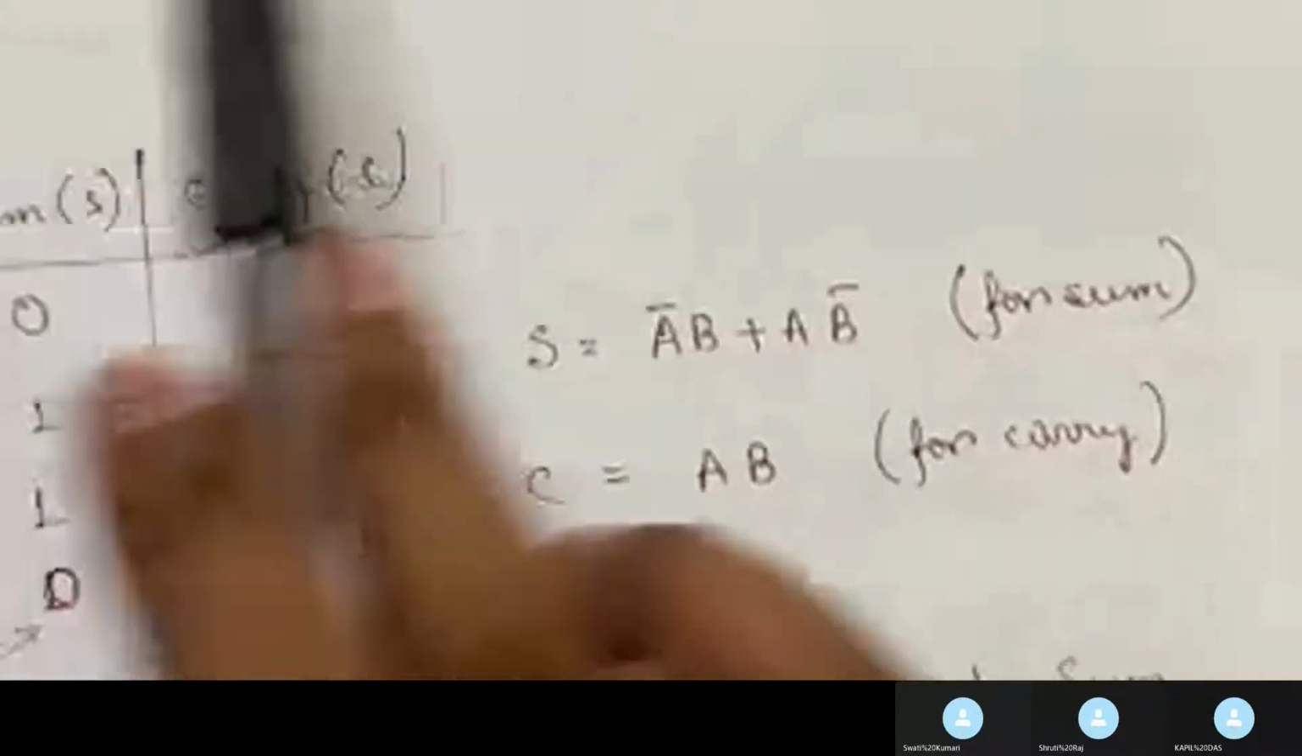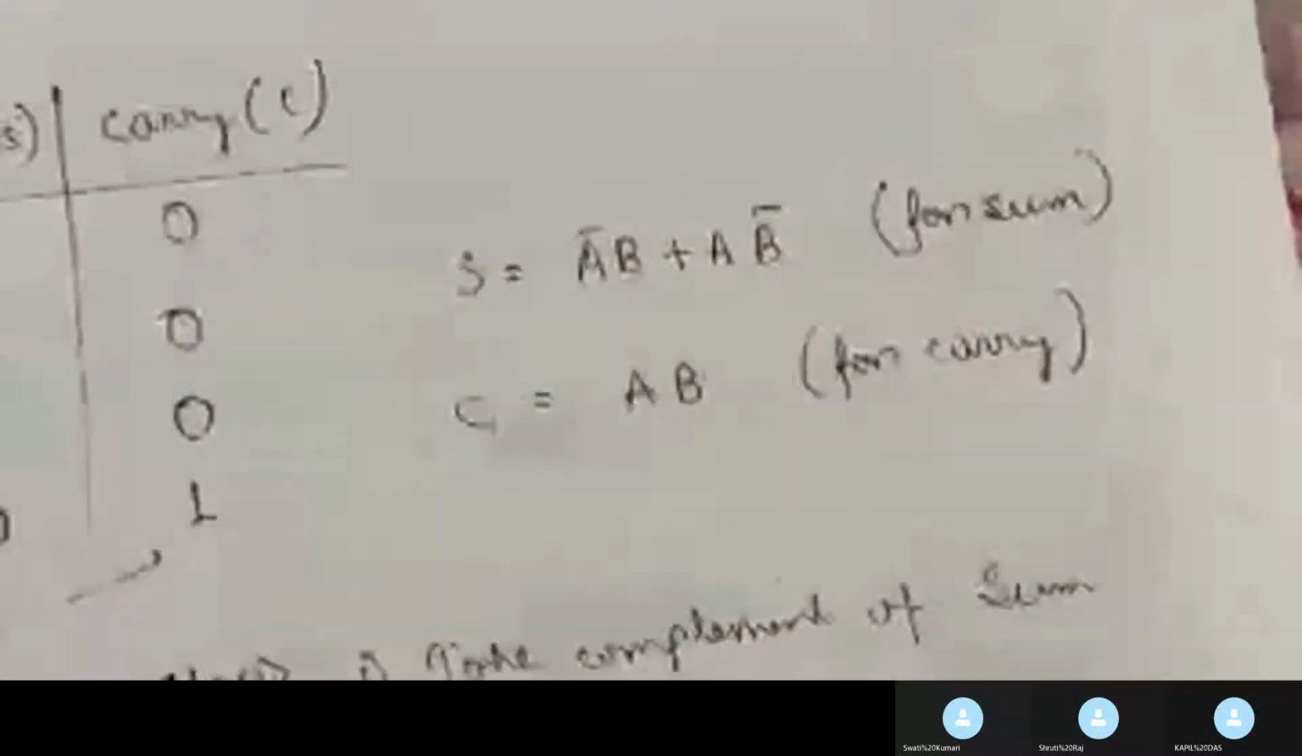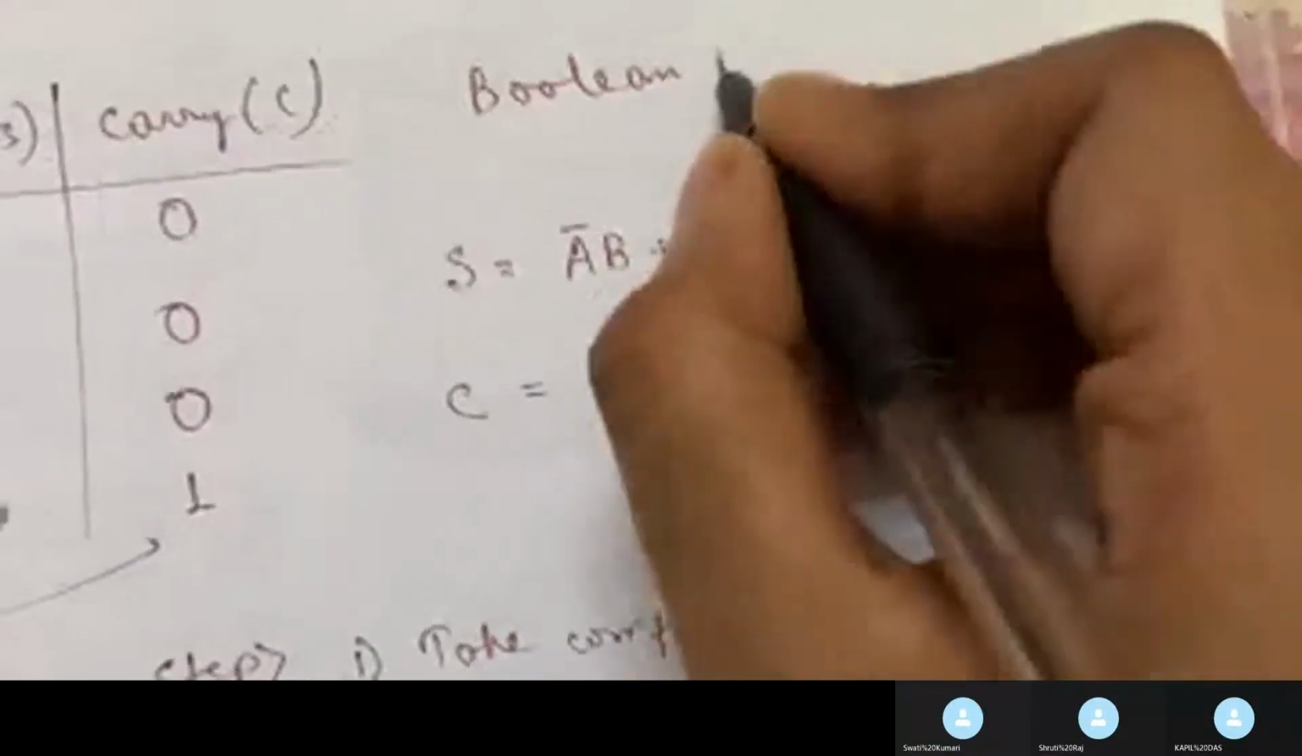If I draw the diagram of the half adder circuit, we know one XOR gate was there and the AND gate was there. So from this truth table we can draw the Boolean function.